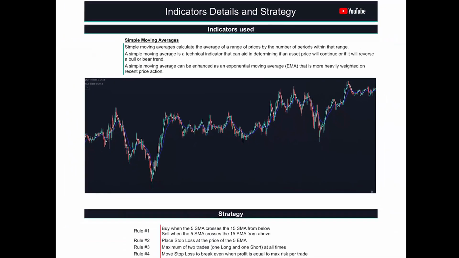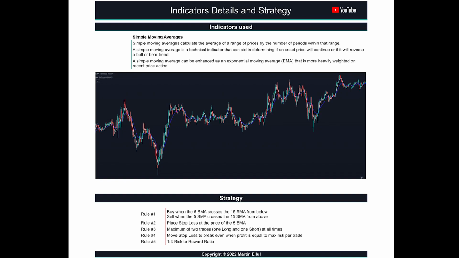So this backtest is based with a 1-to-3 risk-reward ratio. So that means that every $1 that we risk, we aim to make $3. This strategy is offline, which means I will go back in time on the chart to test this strategy and see how it would have performed. Therefore, it doesn't take into account commissions or the spread.